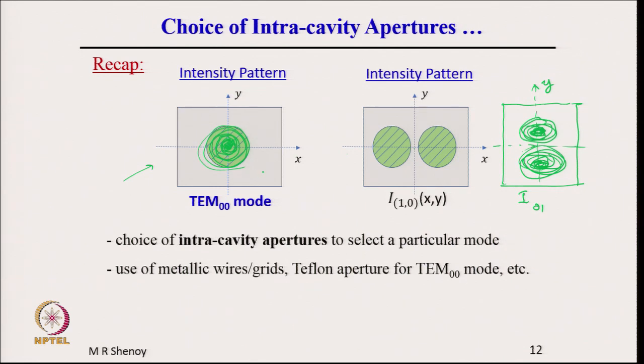Now, just let us look at these two. This has a maximum in the center, this has 0 in the center. Therefore, if this cross section here represented the cross section of the laser, then the same cross section I am drawing, x and y.